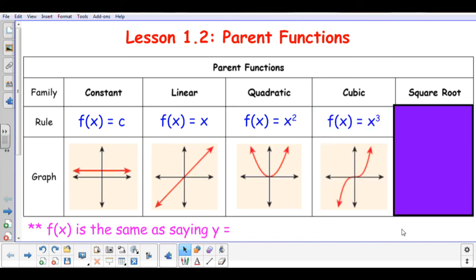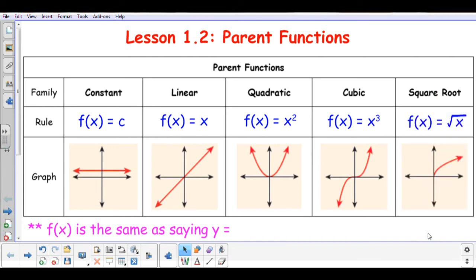Next we have the cubic function. So it kind of looks like a snake going up the graph, and its basic rule is f of x equals x to the third. The last one we have is our square root function, and I kind of think of this as a hook. It starts at a point and it goes off into one direction, and its rule is f of x equals the square root of x.